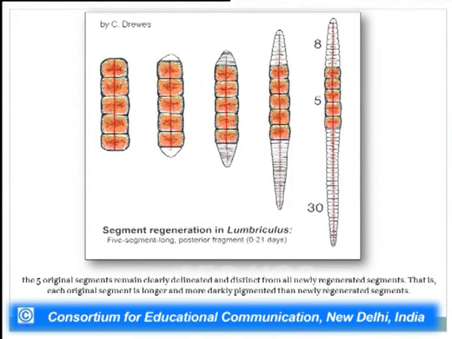This example shows the segment regeneration by Lumbriculus, a 5 segment long posterior fragment over 0 to 21 days. You can see that the 5 original segments remain clearly delineated and distinct from all newly regenerated segments. That is, each original segment is longer and more darkly pigmented than newly regenerated segments, but segments can be regenerated, as shown in this annelid example, Lumbriculus.